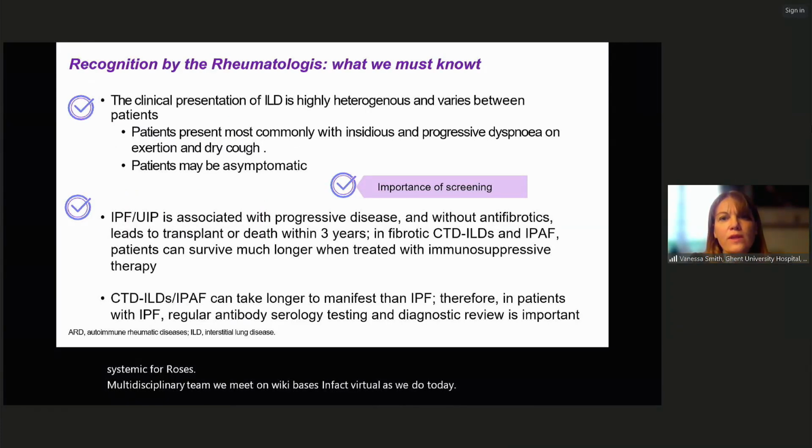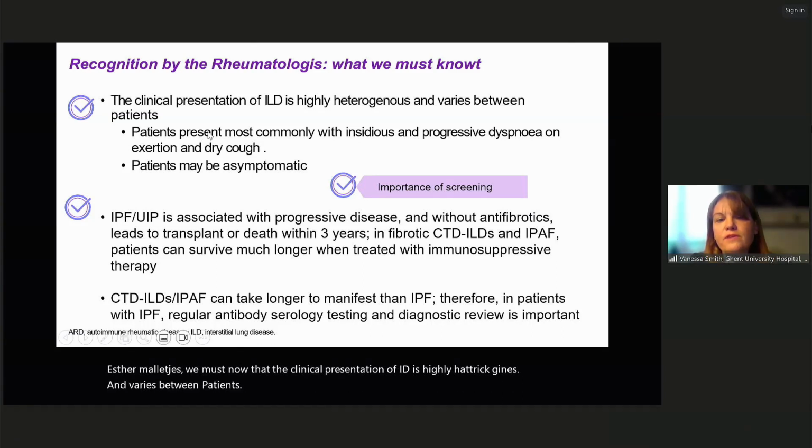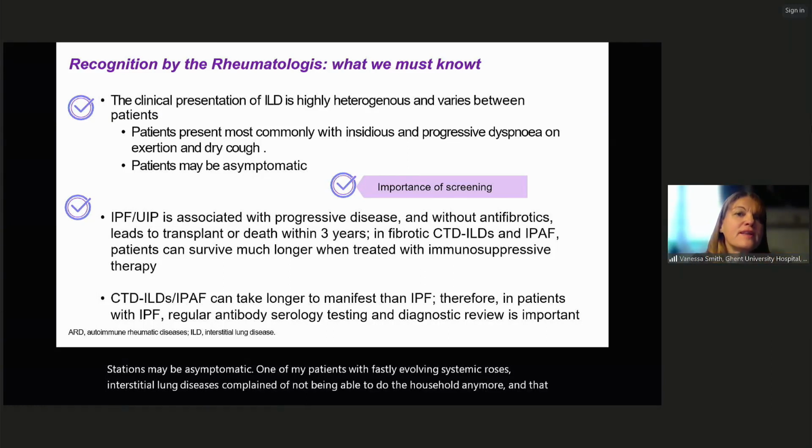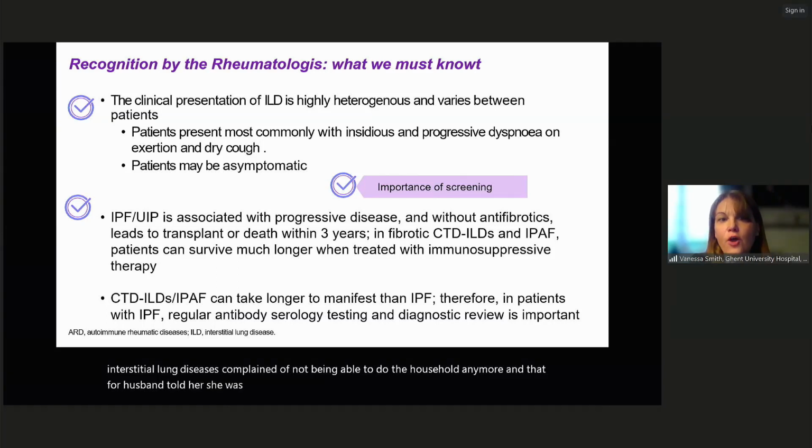So recognition by the rheumatologist, what must we know? As rheumatologists, we must know that the clinical presentation of ILD is highly heterogeneous and varies between patients. Patients present most commonly with insidious and progressive dyspnea on exertion and dry cough. At least this is what we find in literature, but patients may be asymptomatic. One of my patients with fast-evolving systemic sclerosis interstitial lung disease complained of not being able to do the household anymore, and her husband told her she was lazy because she did the household less quickly. So it's not always so clear-cut, but this is why it's important that we screen our patients, and in a minute I will tell you how to screen our patients.